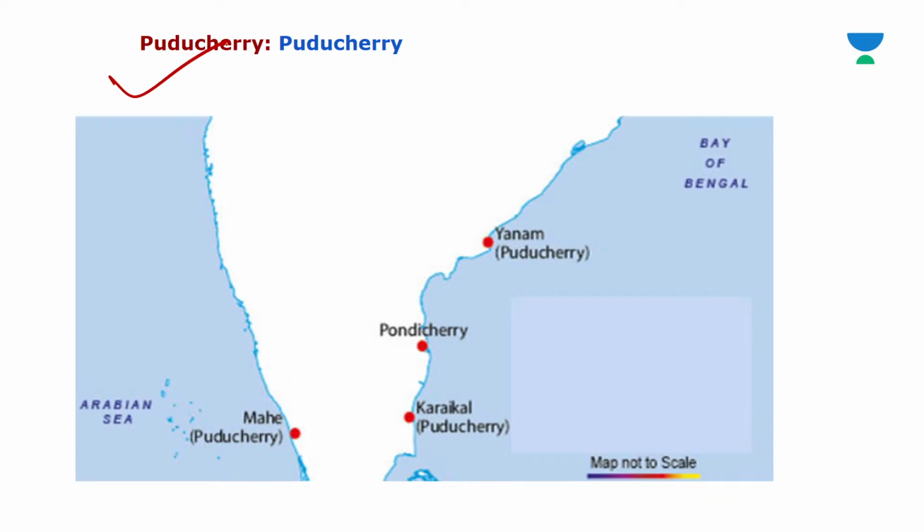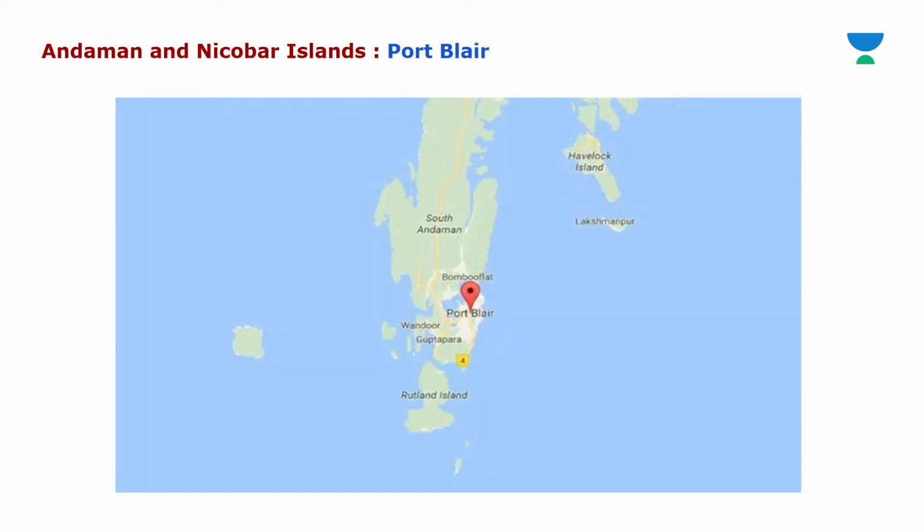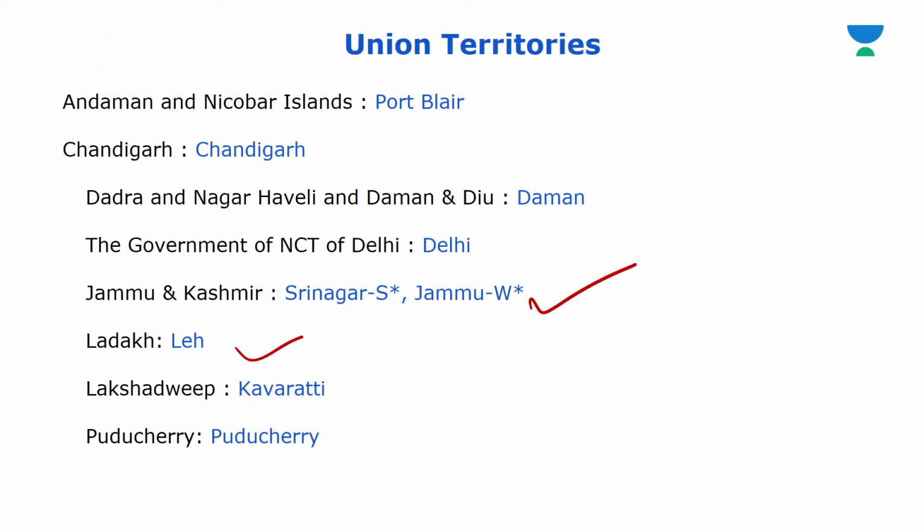So friends, presently we have the 8 union territories: Andaman Nicobar Islands, Chandigarh, Dadra and Nagar Haveli and Daman and Diu, Delhi, Jammu and Kashmir, Ladakh, Lakshadweep and Puducherry.